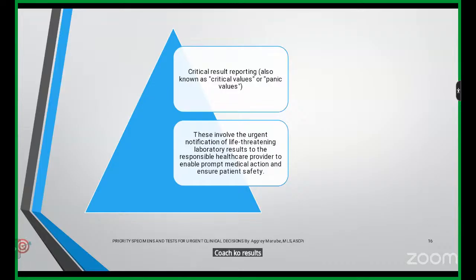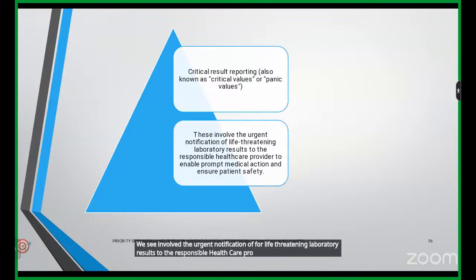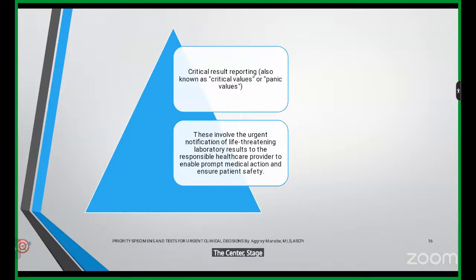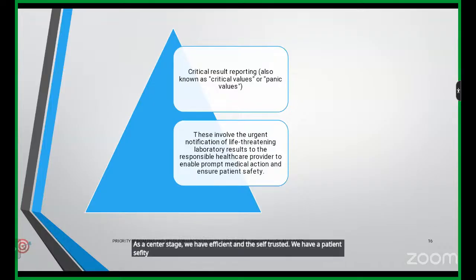Critical results reporting is also known as critical values or panic values. This involves the urgent notification of life-threatening laboratory results to the responsible healthcare provider to enable prompt medical action and ensure patient safety. At the center stage, we have the patient safety, and this is what is guiding us, especially in handling certain matters with priority.